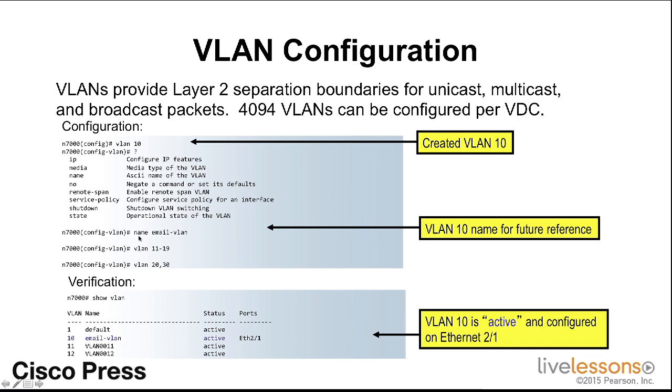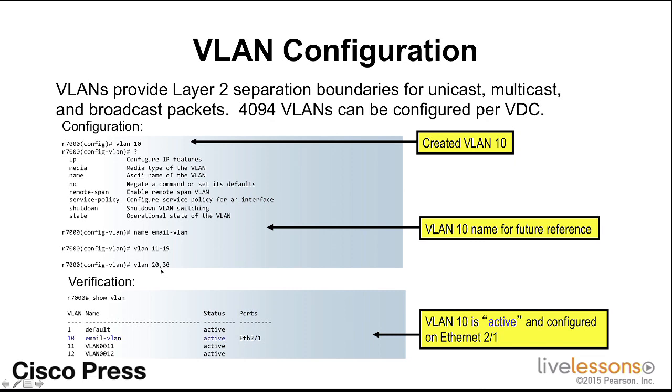You can see here that that command is just name, and then whatever name you want to give that particular VLAN. It's just best practice. You can also see that you can create a range of VLANs using the dash in between them. You can also use a comma if the range is not contiguous.